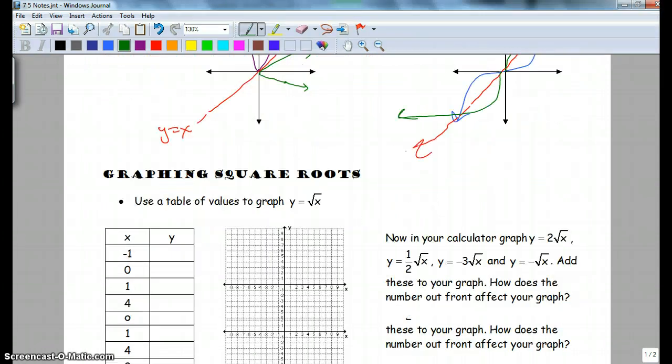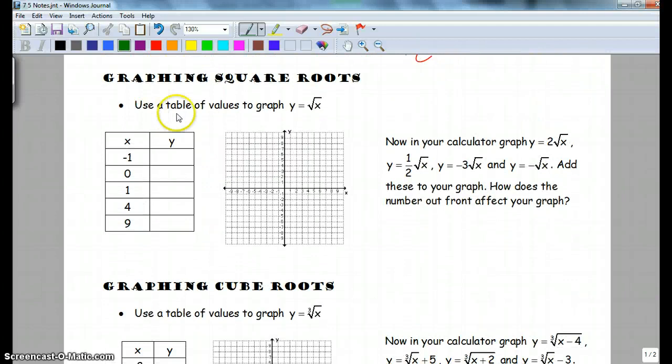All right, so we're going to get into the square roots. Let's use a table of values to graph y equals the square root of x. If x is -1, can you take the square root of -1? No, you can't do it, so there's no possible value for y. We could put i, but we can't graph it on our graph, so let's not worry about it. Root 0 is 0, root 1 is 1, then 2, and 3. If you plot those points: (0, 0), (1, 1), (4, 2), and (9, 3). Because we can't do negative values of x, there's nothing on this side.